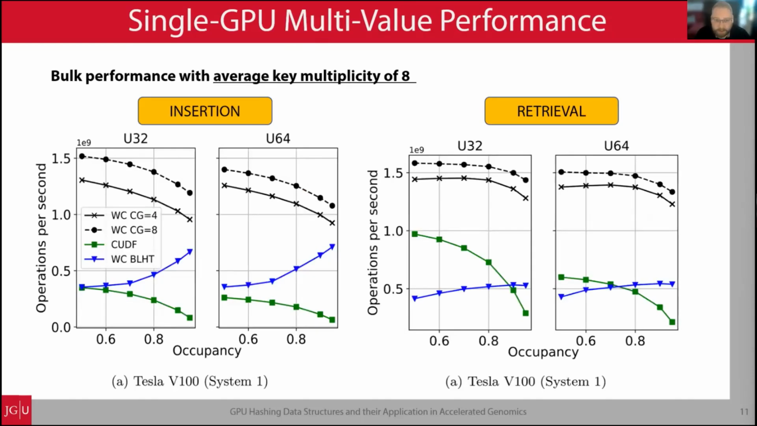So now that we've seen how these hash tables perform under a unique input distribution, so we have seen a single value scenario, let us now switch to a multi-value scenario. In this case, we have an average key multiplicity of 8, meaning that each distinct key in the input data occurs roughly 8 times.